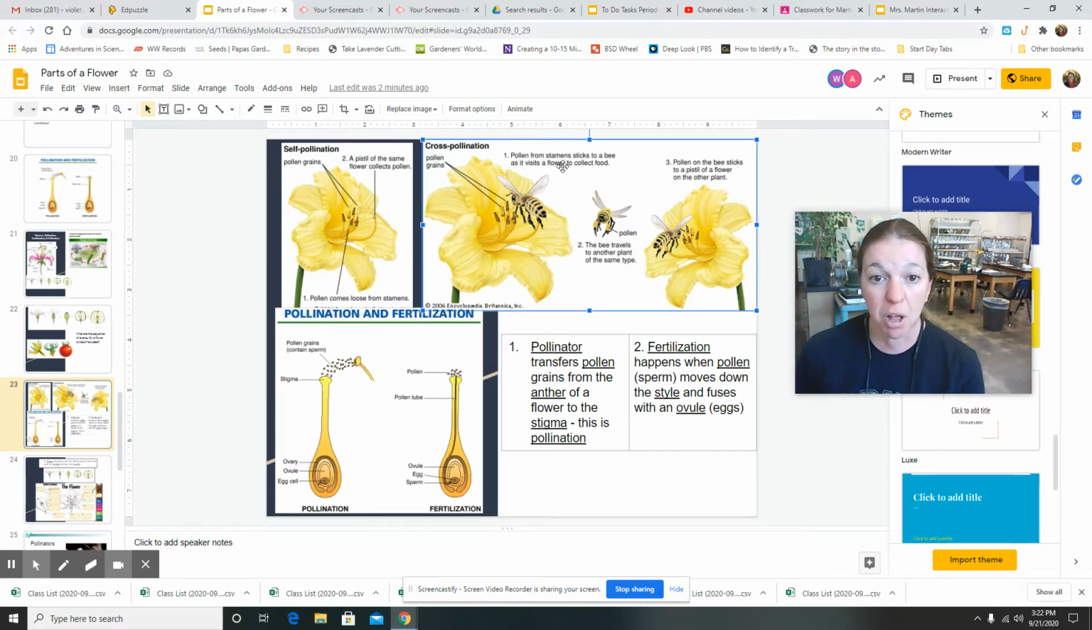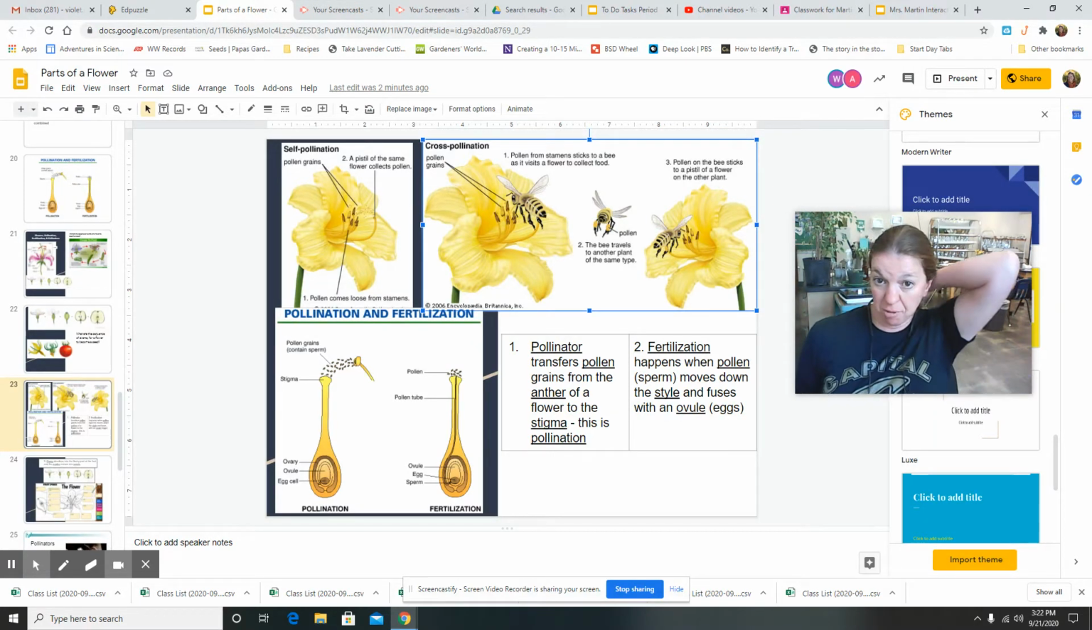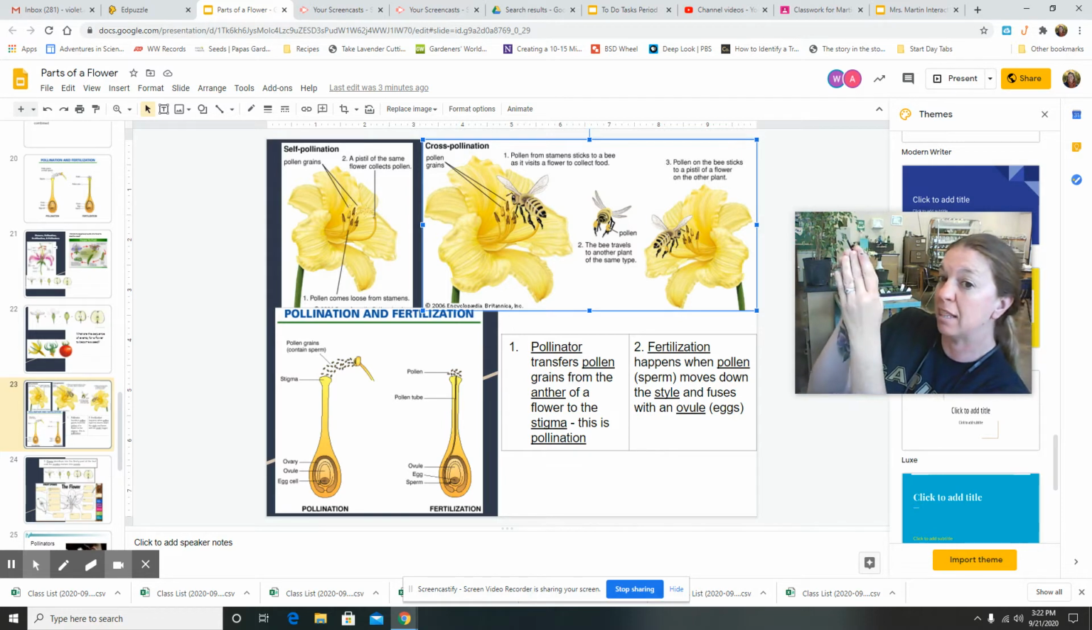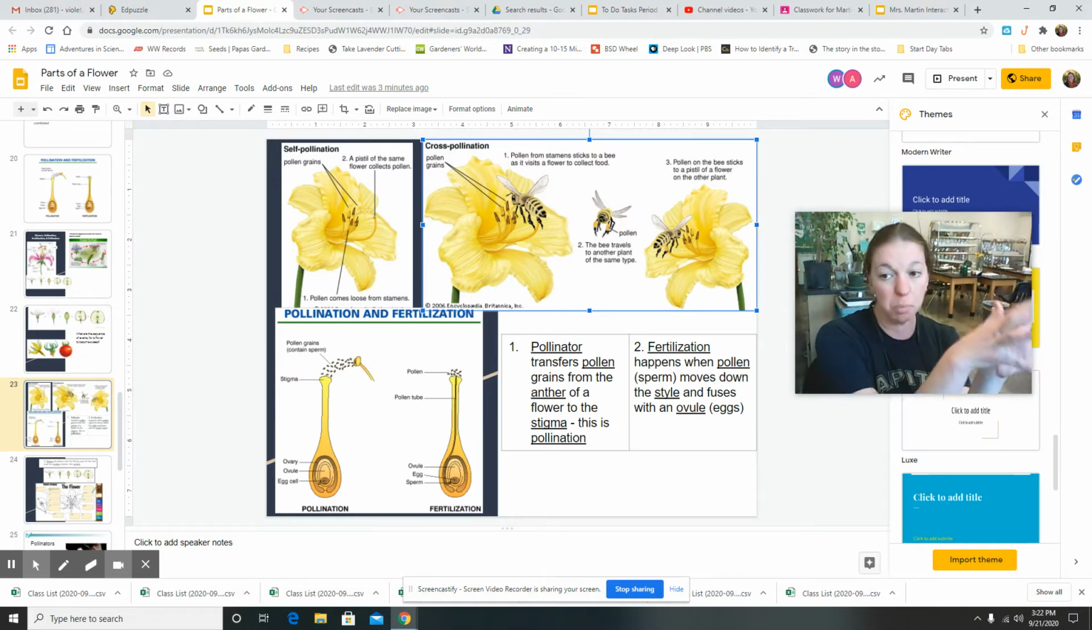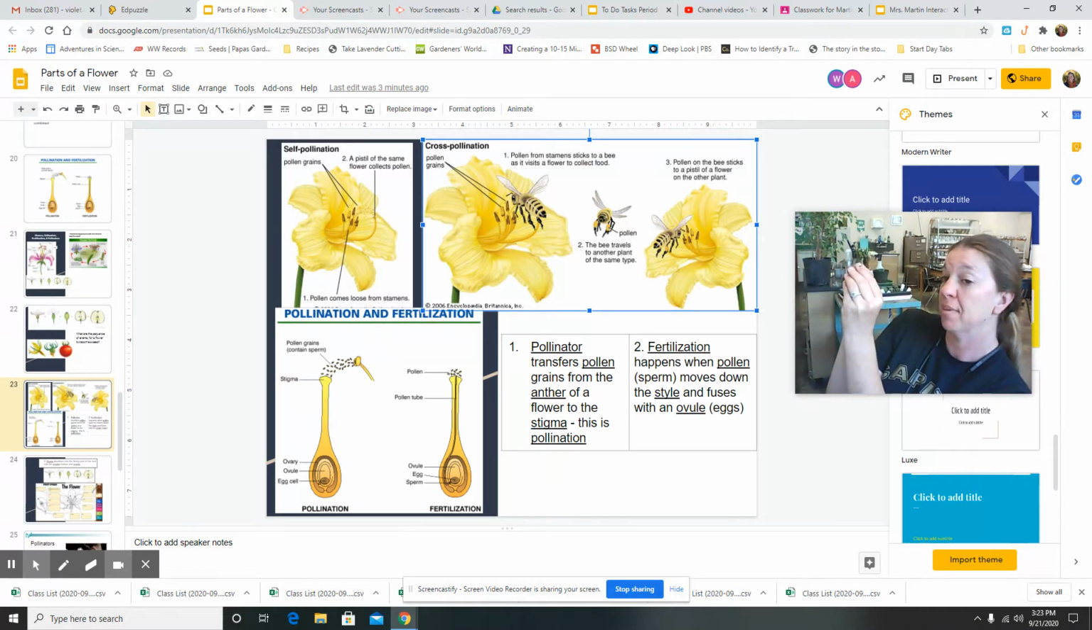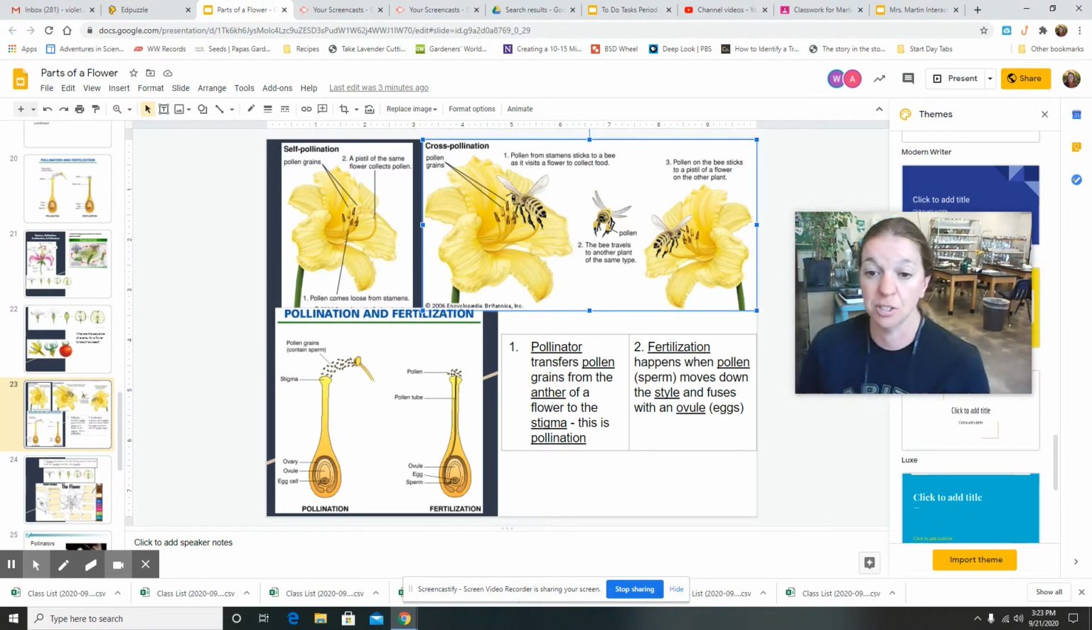Okay. Cross-pollination is when a pollinator, or the wind, usually it's a pollinator, takes pollen from the stamen and it sticks to a bee as it visits a flower. That bee flies away, it travels to another plant of the same species, and then the pollen on the bee sticks to a pistil on the other plant. So you take the sperm, pollen is sperm, that's the male part of the flower, and it goes over to another flower, and then the female part of the flower, and there's sexual reproduction.